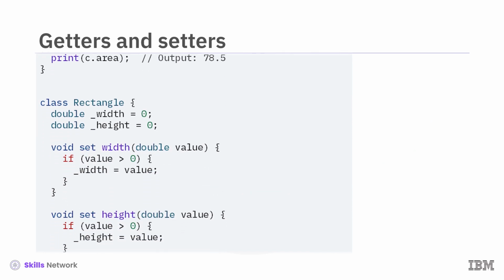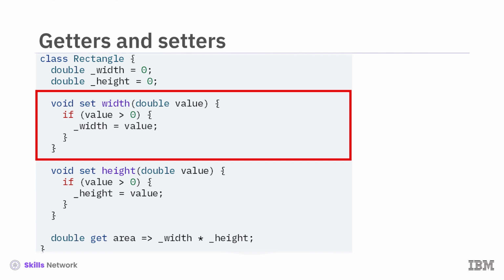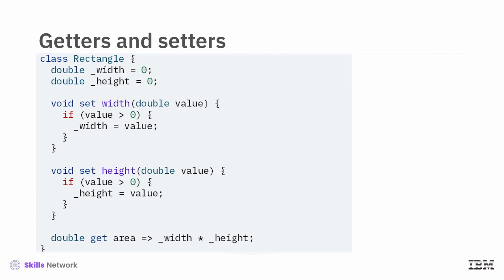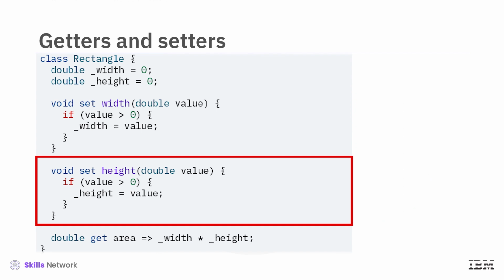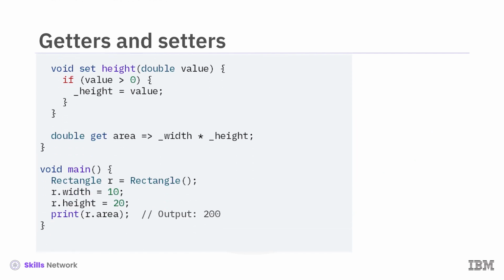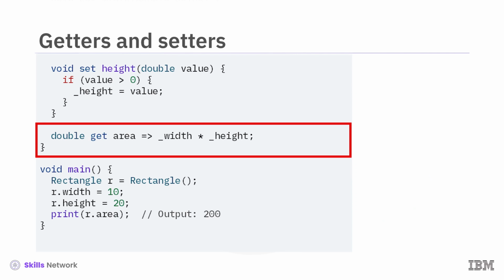Here is an example of a setter. First, a setter named width is declared and subjected to a conditional check. Next, a setter named height is declared and subjected to a conditional check. Both of these setters validate the width and height values before calculating the rectangle's area.